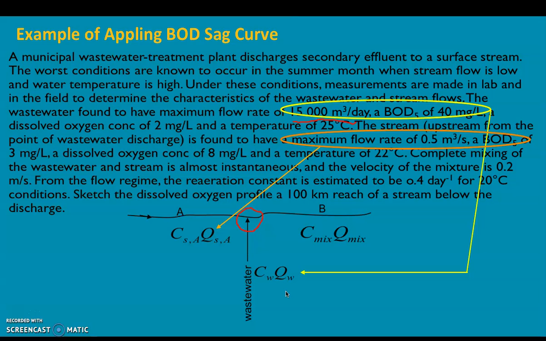Complete mixing of the wastewater stream is almost instantaneous. Given to you, the velocity after the mixing is 0.2. The aeration constant given is 0.4 per day, which is the K value at 20 degrees C. So we need to sketch an oxygen sag curve profile for 100 kilometers.